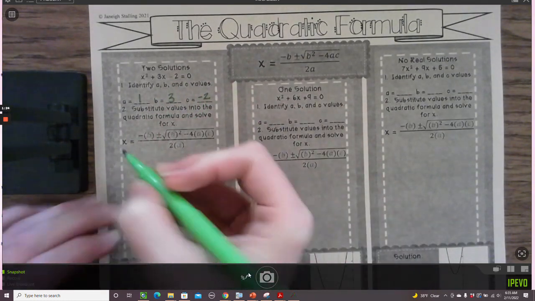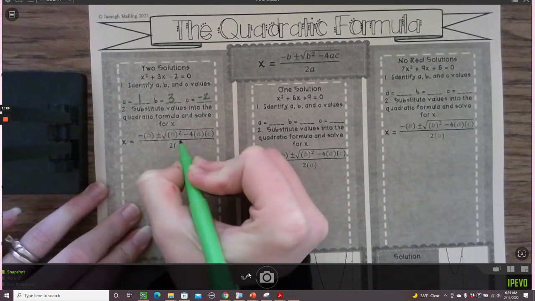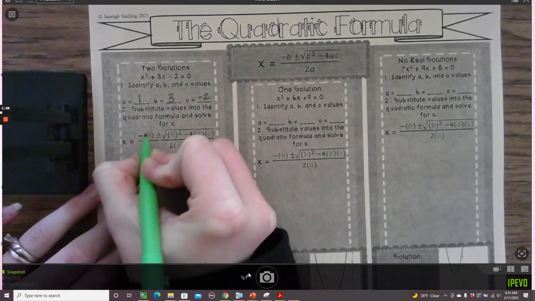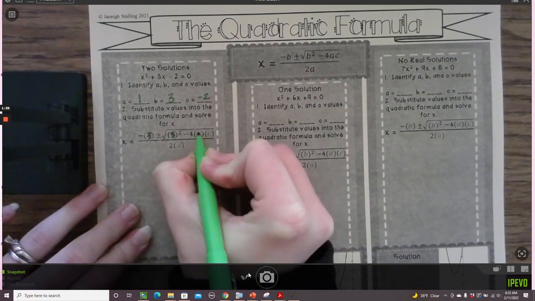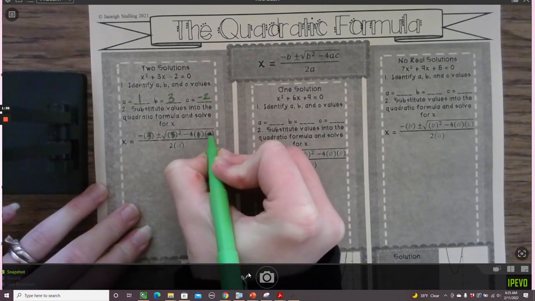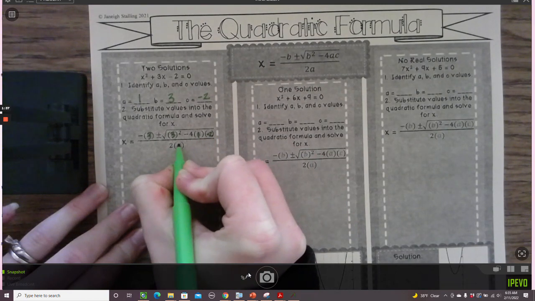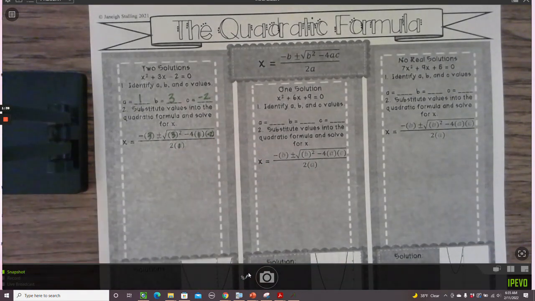And all you do is you substitute these values into the quadratic formula. So b was a 3, a was a 1, c is a negative 2, and a is a 1. And so there's different ways you can do this.